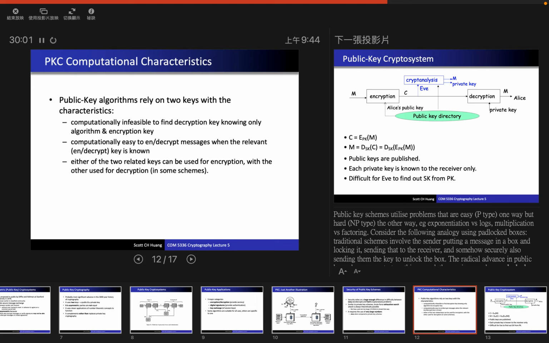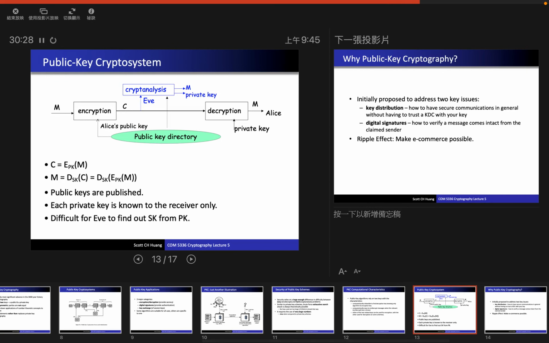Okay? And also, it's computationally easy to encrypt messages when the relevant key is known. If you have the decryption key, then it should be computationally easy to decrypt. And the two related keys can be used for encryption, with the other used for decryption, okay? But you cannot take advantage of one to derive the other. So this is just another diagram. We've seen that.